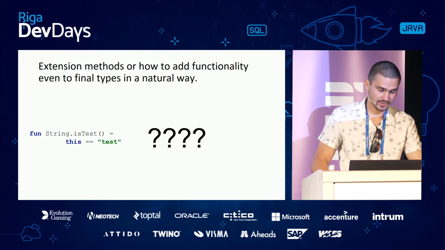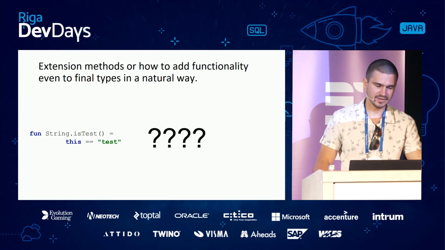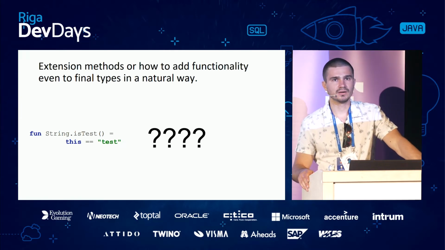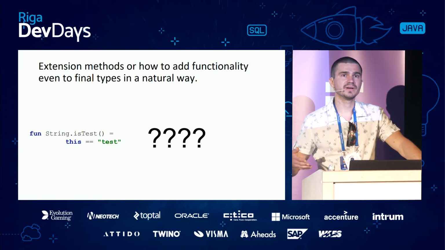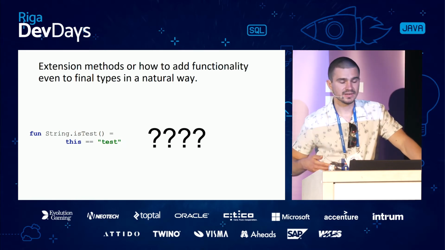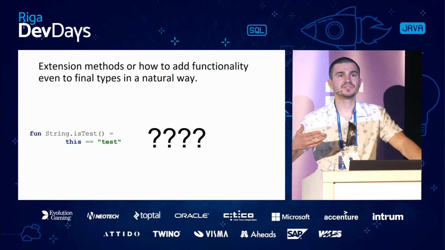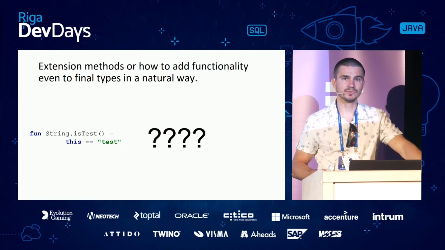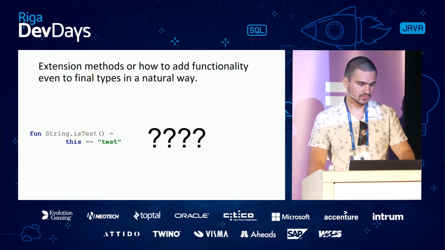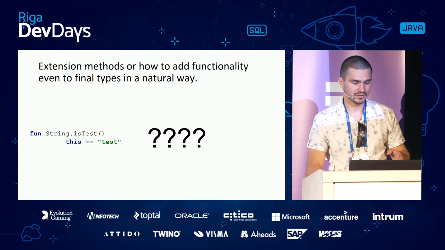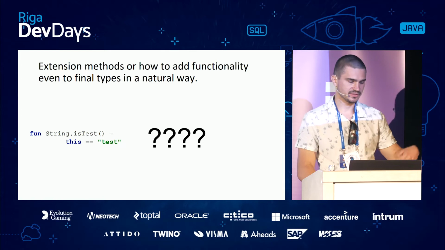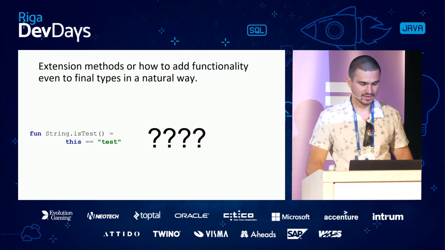One more interesting thing, which is not represented in Java, is extension methods. It allows you to define methods on types, and you can define this method not in the scope of the class itself. You can define it outside of a class. You can define it even for final types, which is cool, because in Java it's not possible to do it. Here is how it looks. We just define a method on a string type, named isTest, and it just checks that this object is equal to test.